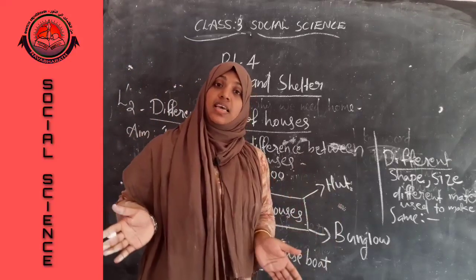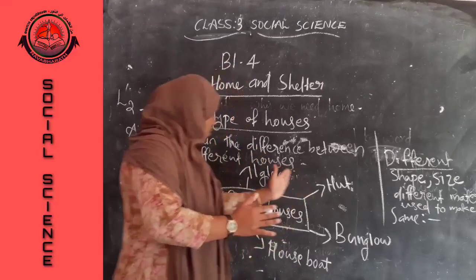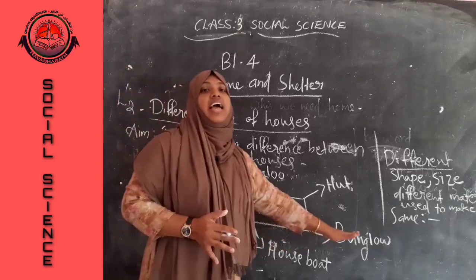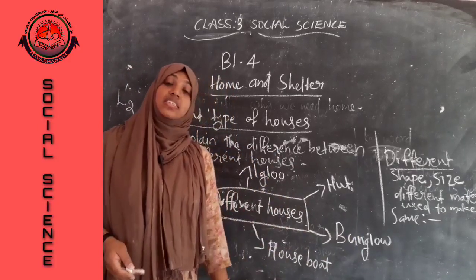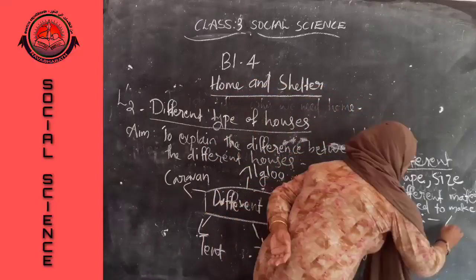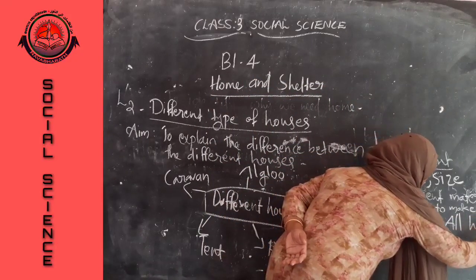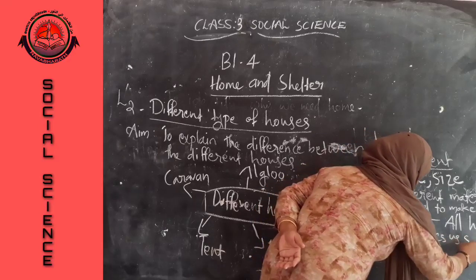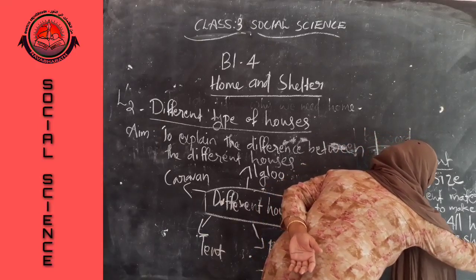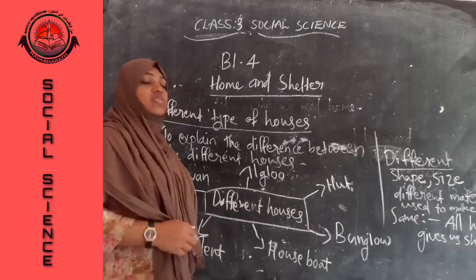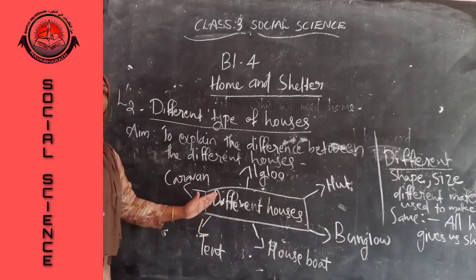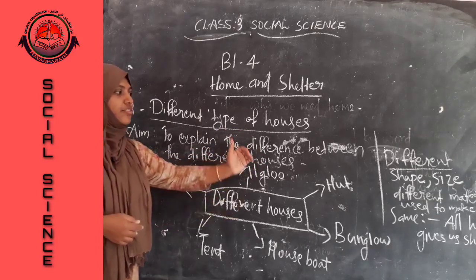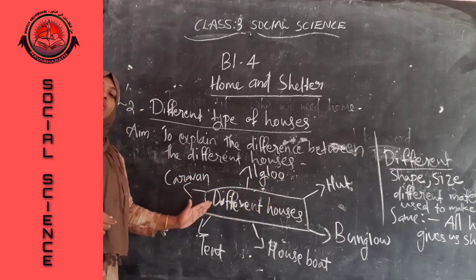All the houses give us shelter. All these hut, igloo, caravan, tent, houseboat and bungalow, all these houses give us shelter, but they are in different shapes, different sizes and different material is used to make them.